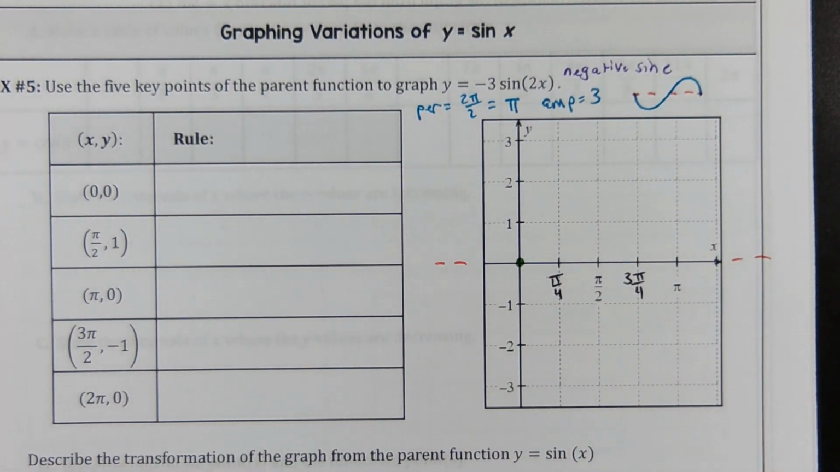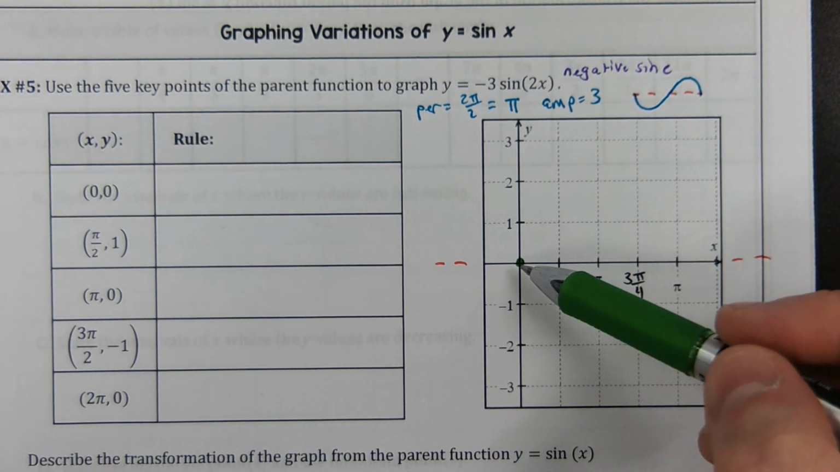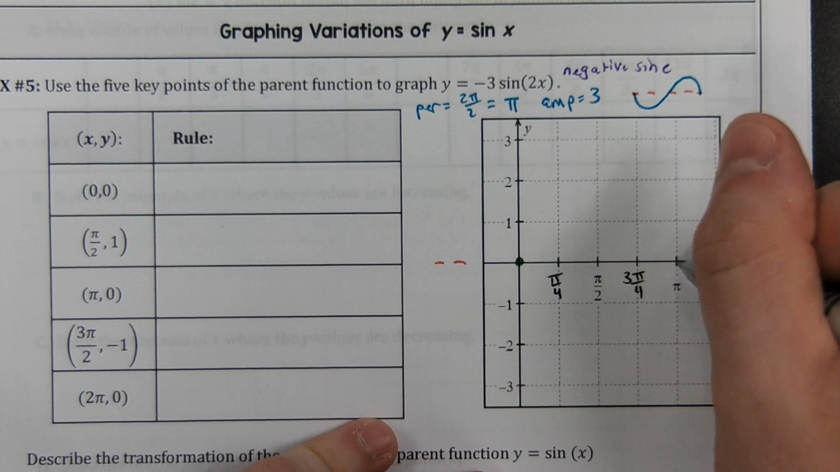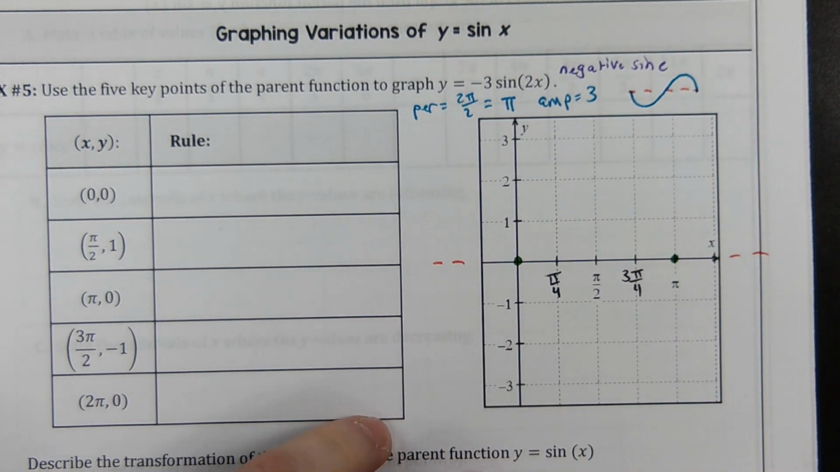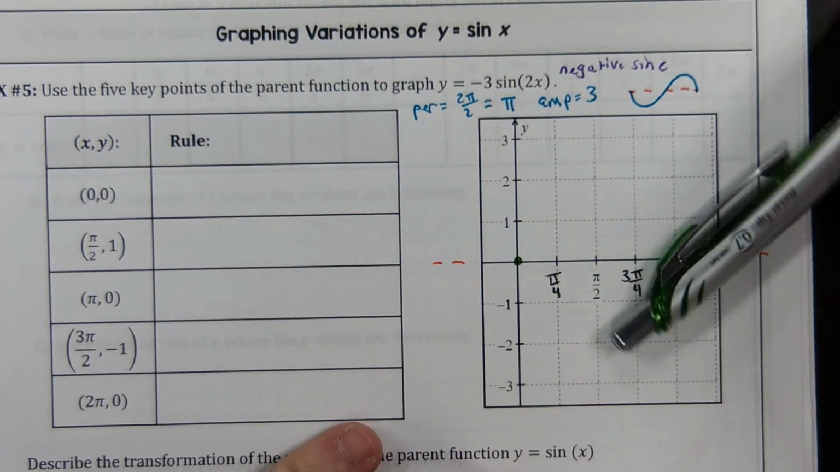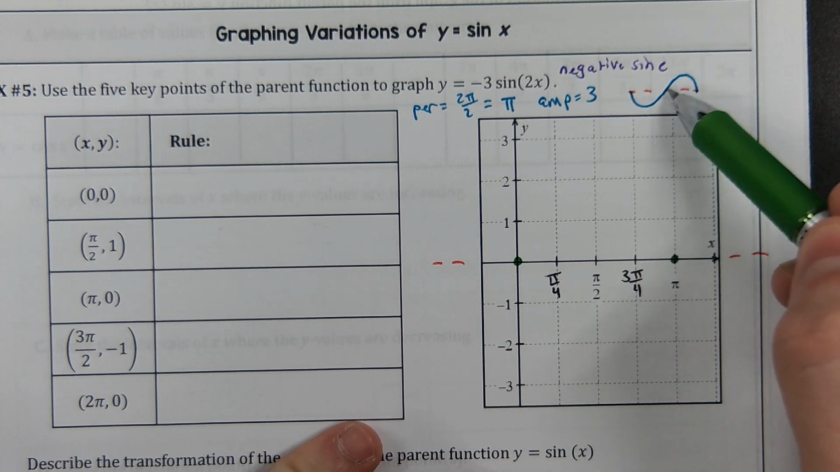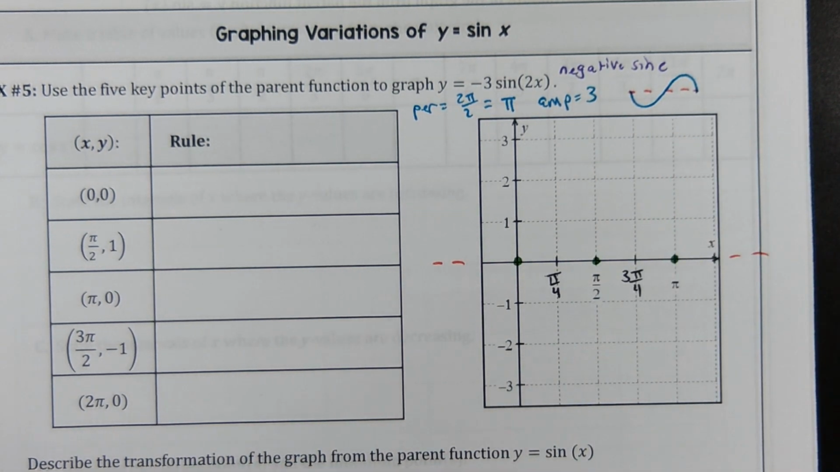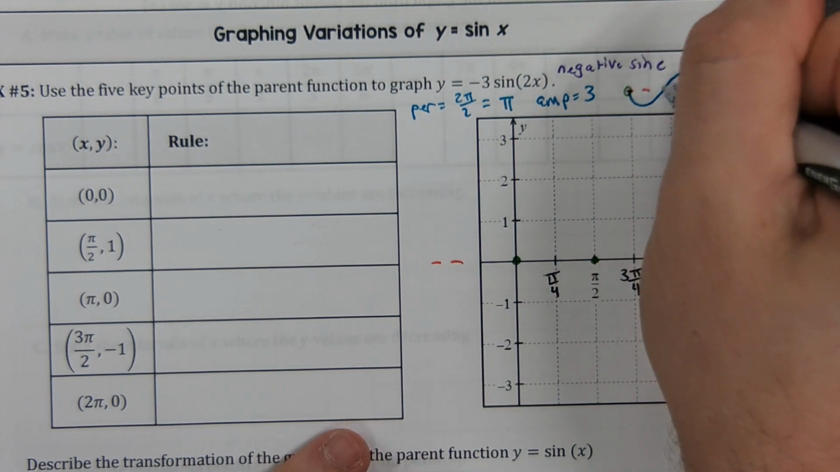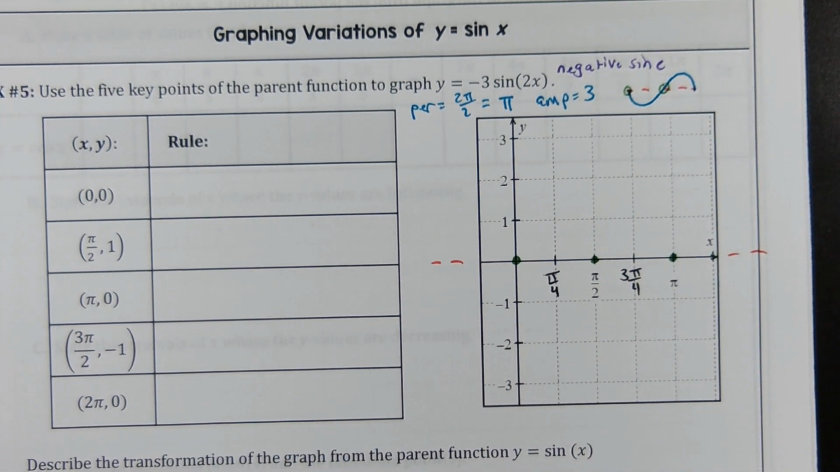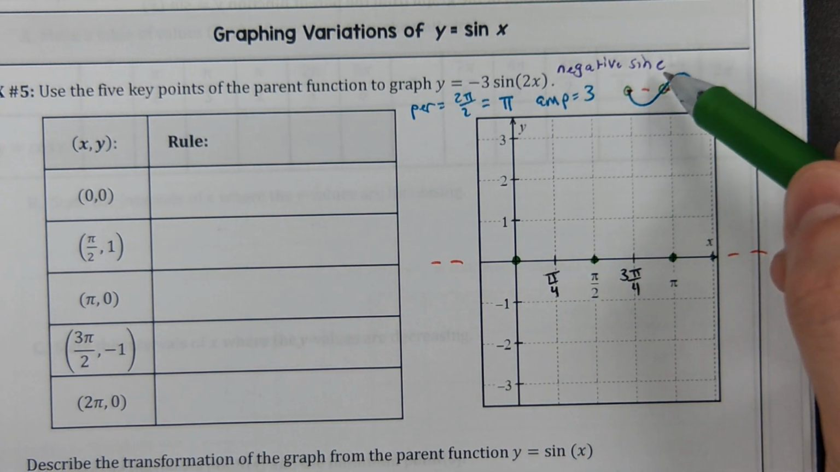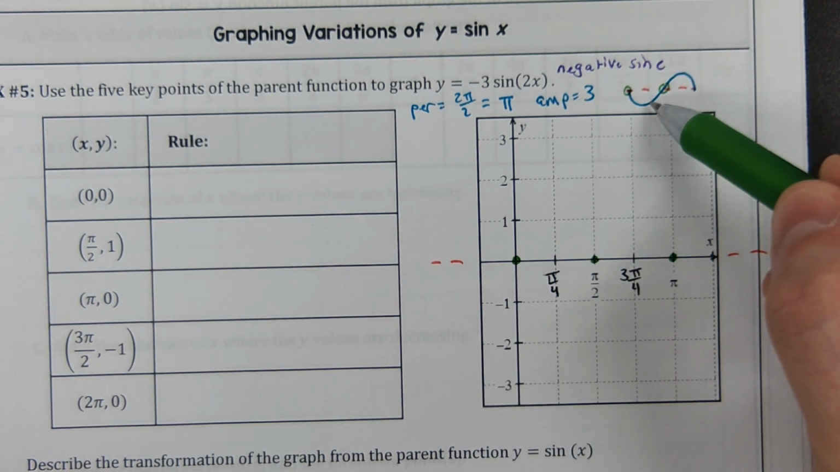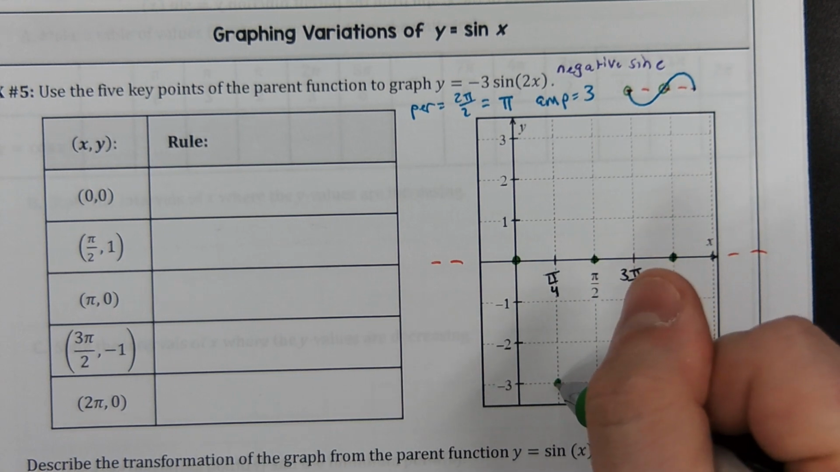I haven't been shifted up, down, or left, right, so I'm going to begin at the origin. I'm going to begin on the midline. I'm going to end on the midline. And by end, I mean one cycle. Halfway between the beginning and the end, there is another midline hit. And halfway between the first and second midline encounter, there will be a minimum or a maximum. Because it's upside down, it's going to be a minimum, so down to -3.